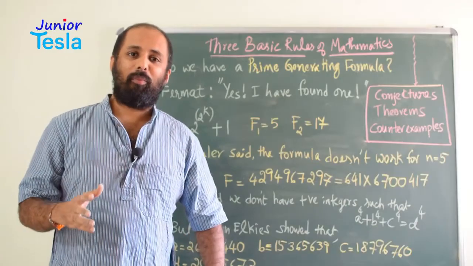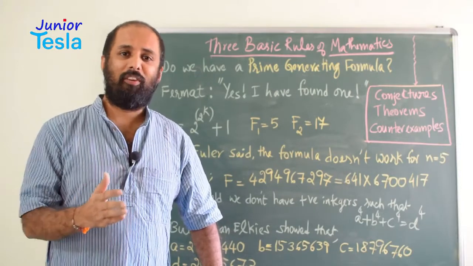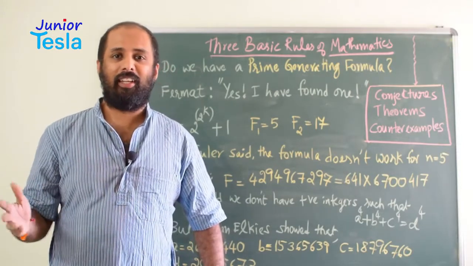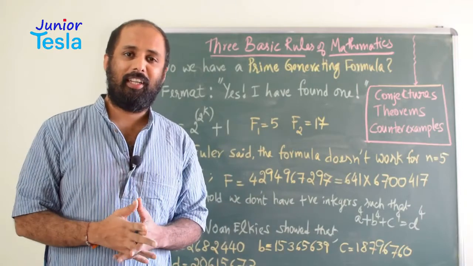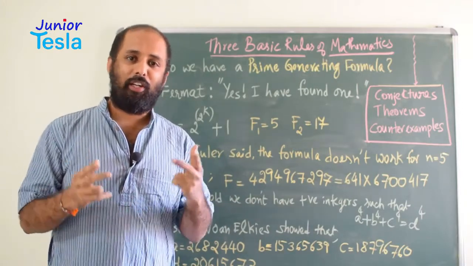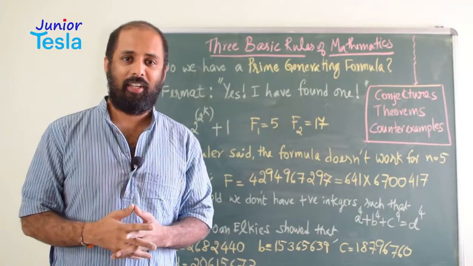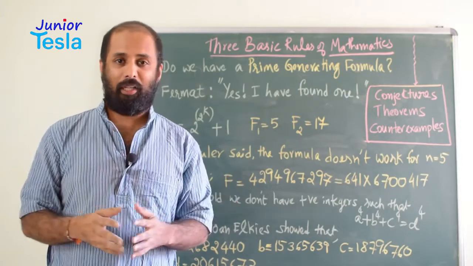We all know what a prime number is. 2, 3, 5, 7, 11, 13, 17, 23, 29, all these are prime numbers, right? So a prime number is a number which has only two factors, 1 and itself. It is not divisible by any other number.